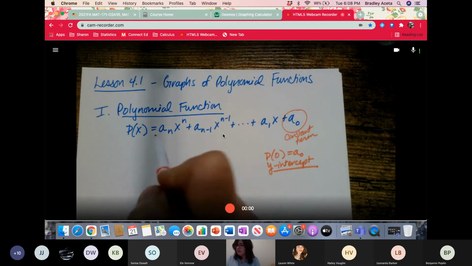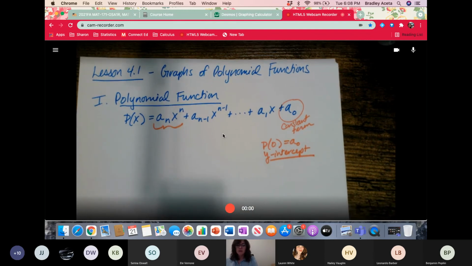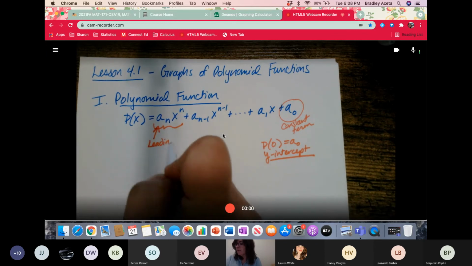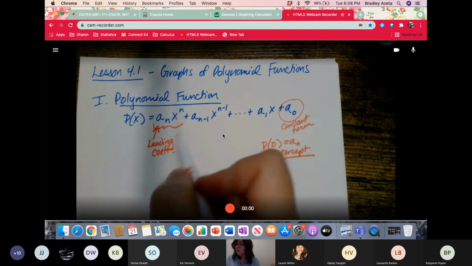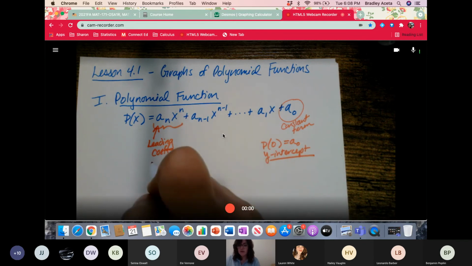This front guy is who we're going to be concerned about tonight. This a sub n is called your leading coefficient. And you're going to want to look at him. He's going to tell you things. If he's positive, he's going to tell you something. If he's negative, he's going to tell you something. So we definitely want to take a look at him. He's the leading coefficient, and this is the highest degree. He always goes with the highest degree.